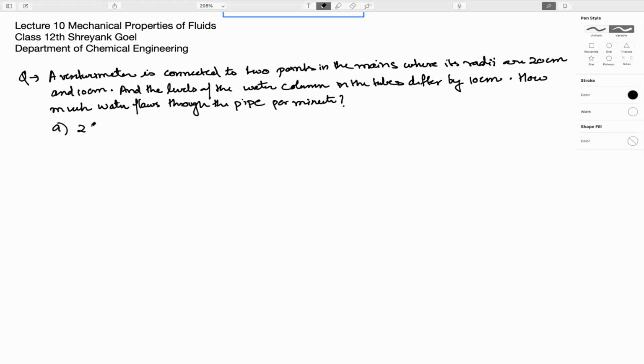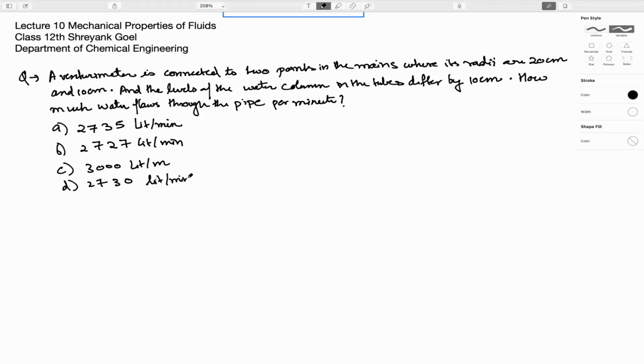Options are 2735 liter per minute, 27 liter per minute, 3000 liter per minute, 2730 liter per minute. So try to think about this question for your understanding.